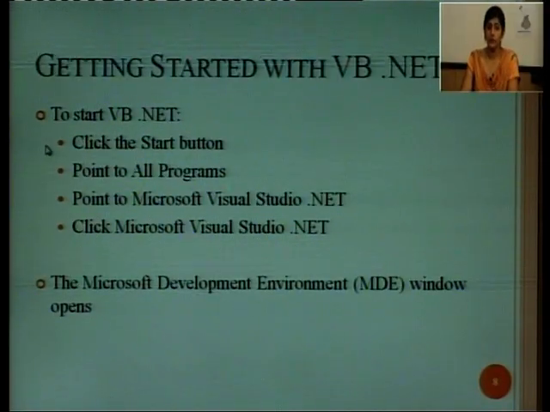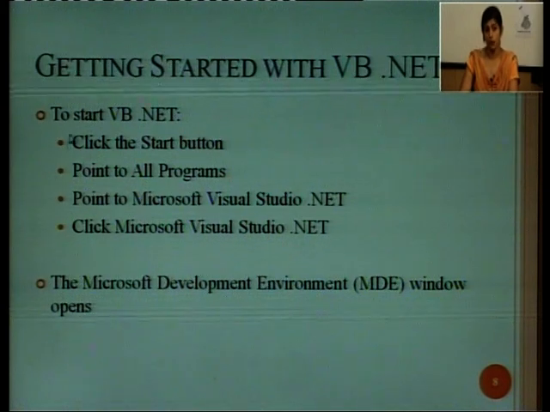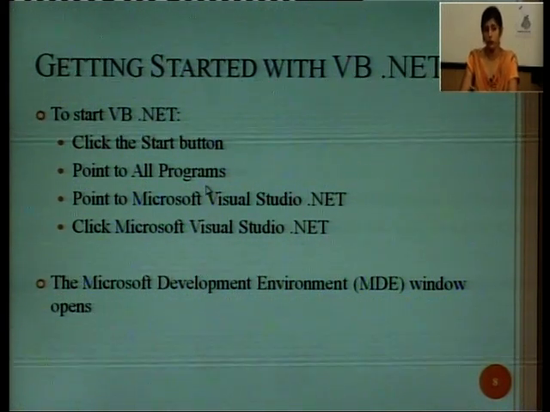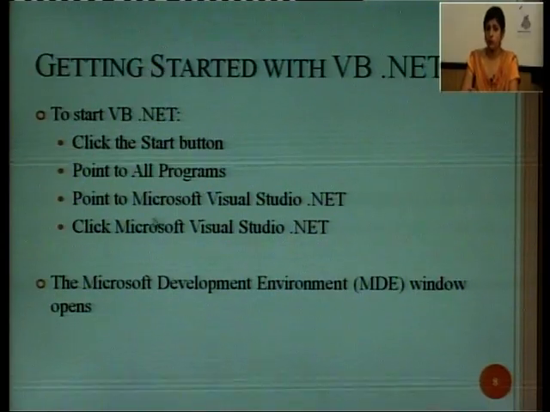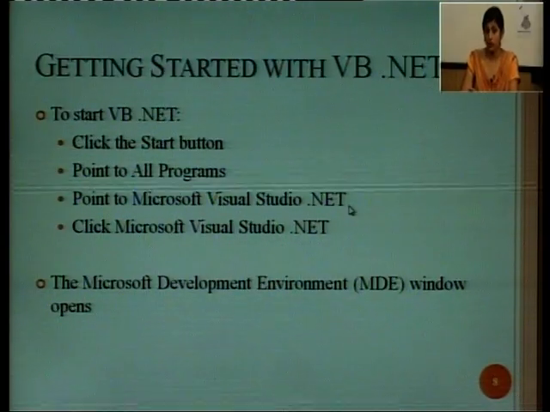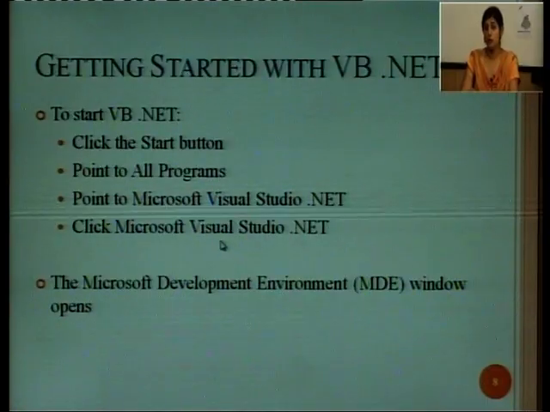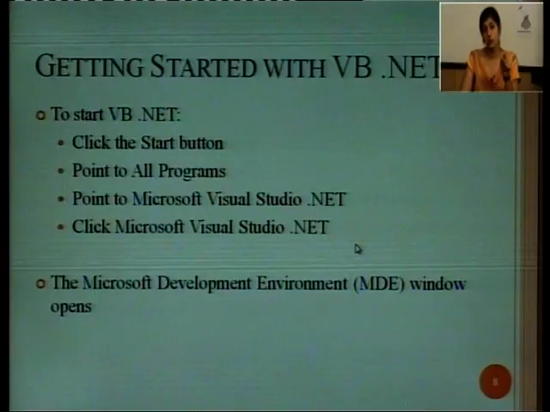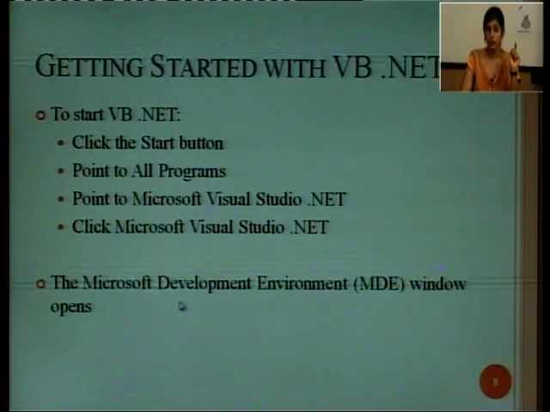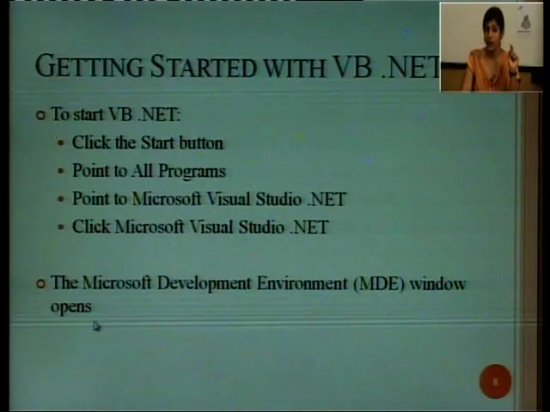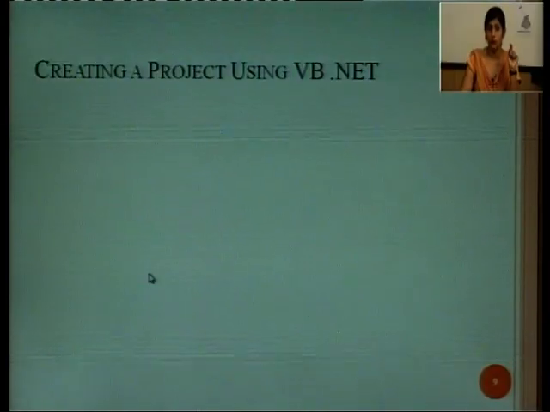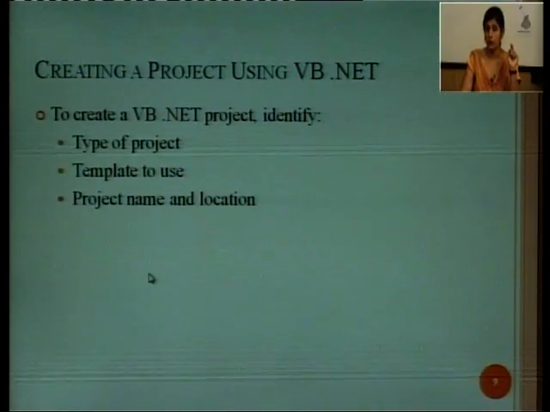Now, how to start VB.NET? First, click the start button, then find where your VB.NET is stored. Point to All Programs, point to Microsoft Visual Studio.NET, and then click on Microsoft Visual Studio.NET, and it will display VB.NET. This is the Microsoft Development Environment. It is called the Microsoft Development Environment window that opens at that time. Clear?